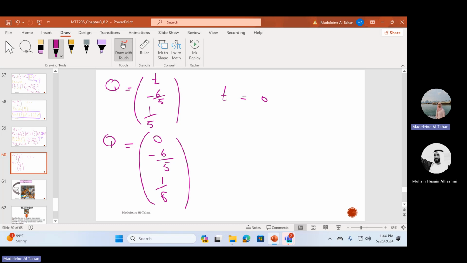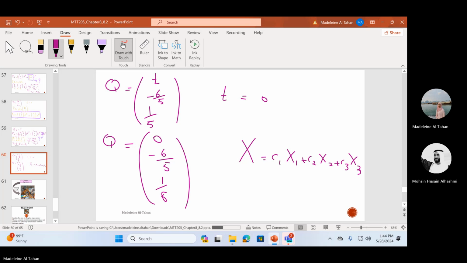We will substitute in X3, and finally, after substituting, we will write X equals C1 X1 plus C2 X2 plus C3 X3. Do we find C1, C2, and C3, miss? No, because it's not an initial value problem. Any questions?